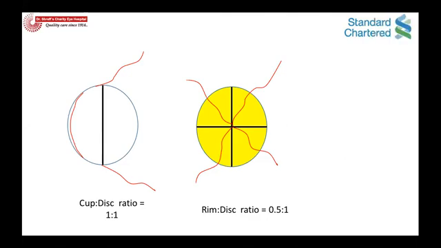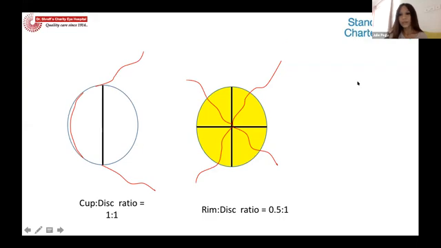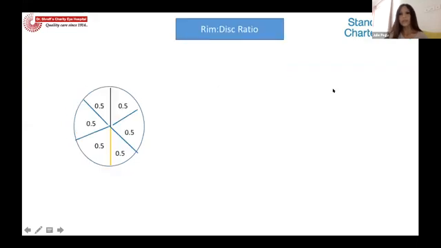The cup disc ratio is something that is universal. Everyone does it. And the maximum cup disc ratio can be 1:1. What I like to do is the rim disc ratio. It is actually the rim which is important and gets affected in glaucoma. And so in the many quadrants, the maximum rim which is present is 0.5.